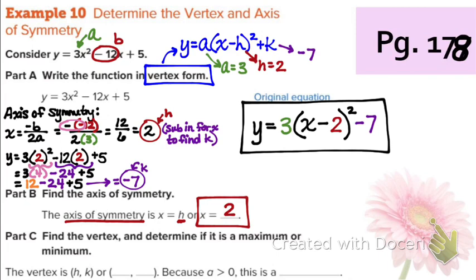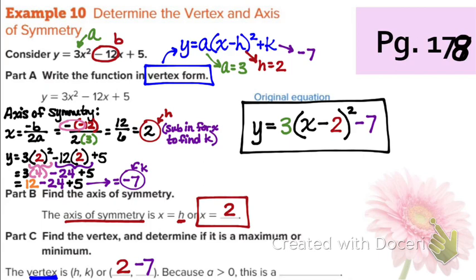Where is my vertex? So I need both pieces for my vertex. I need the h and I need the k. What's our h again? H isn't negative 2. H is 2. And what's k? Negative 7.